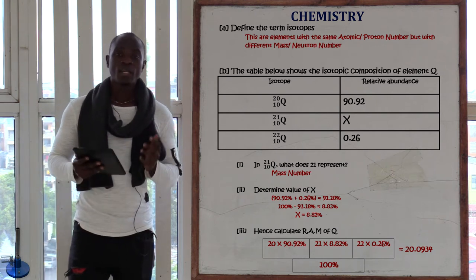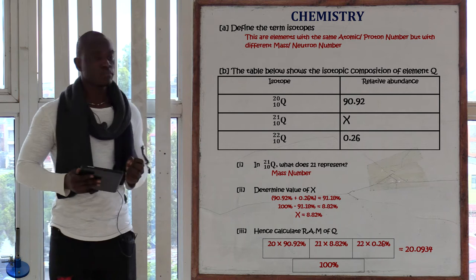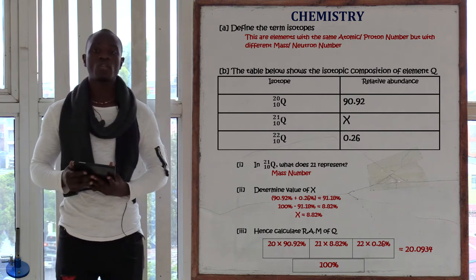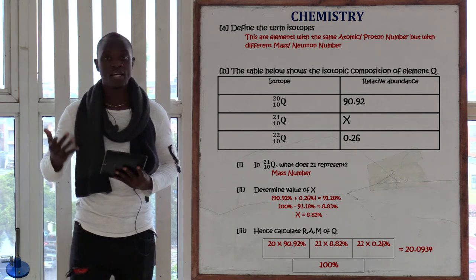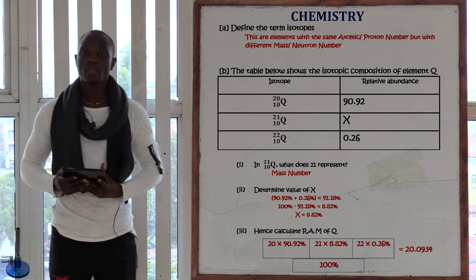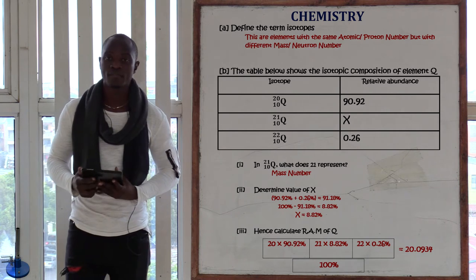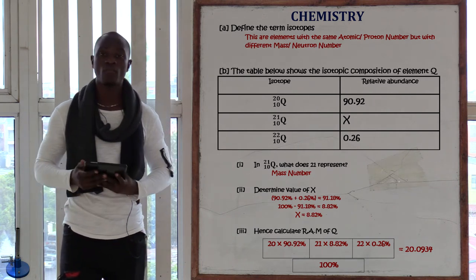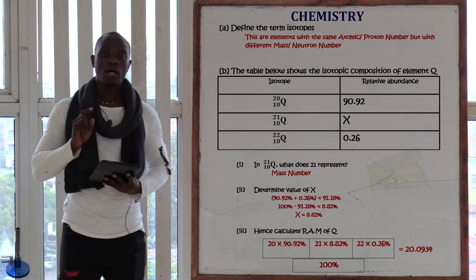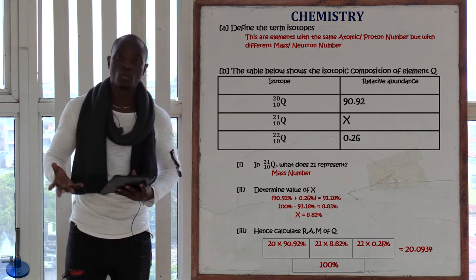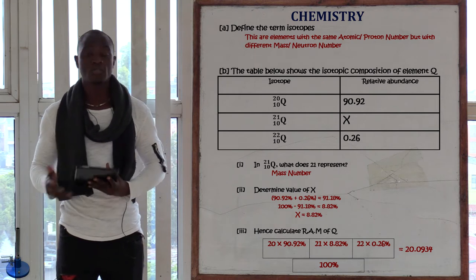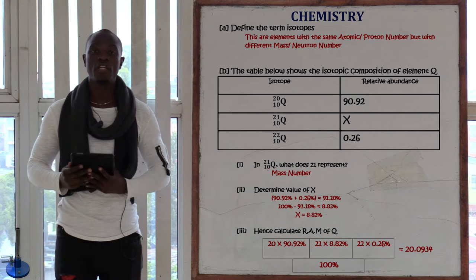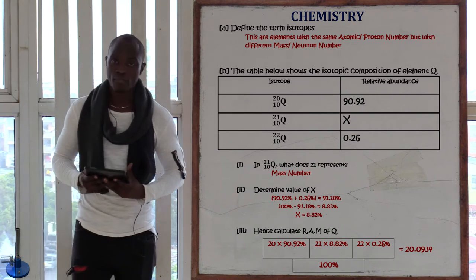You'll say that this is the mass of any atom compared to 1 over 12 that of a carbon atom. So that is the definition of relative atomic mass. This is the mass of any element or any atom in the periodic table as compared to 1 over 12 that of a carbon atom, or as compared to carbon-12. So that is the definition of relative atomic mass.